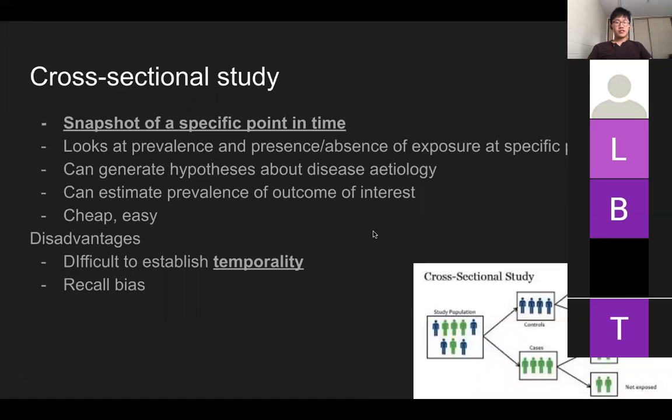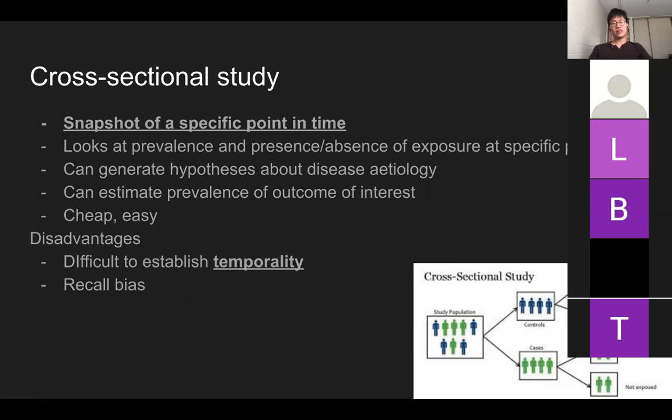Cross-sectional studies. So these are a snapshot at a specific point in time. It looks at the prevalence and the presence or absence of exposure at that specific point in time. And you can use it to generate hypotheses about disease etiology. You can estimate prevalence of a specific outcome at a specific period of time. Again, relatively cheap, relatively easy, but it doesn't establish temporality.